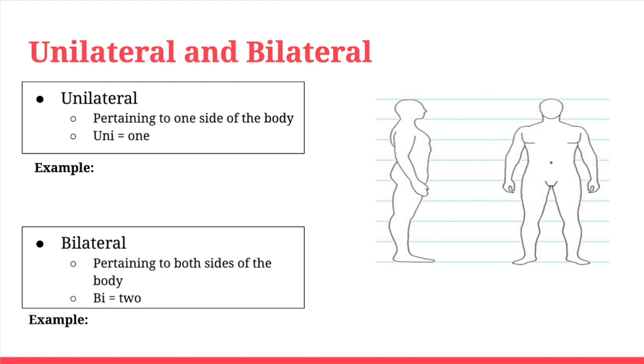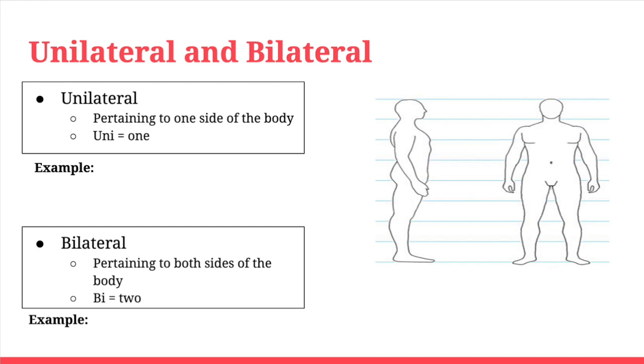Okay. So the examples for unilateral and bilateral are going to be a little different than the other ones, because you're not using them really to refer to where two things are located to on the body. It's just, is it on one side or both sides? So keep that in mind when you do your examples. Okay, that's it for our directions.